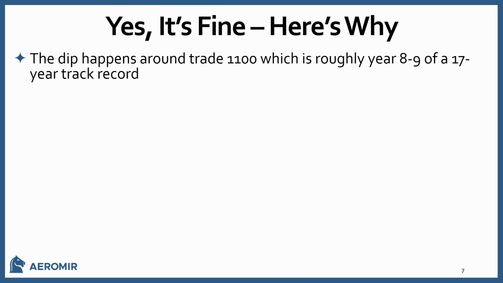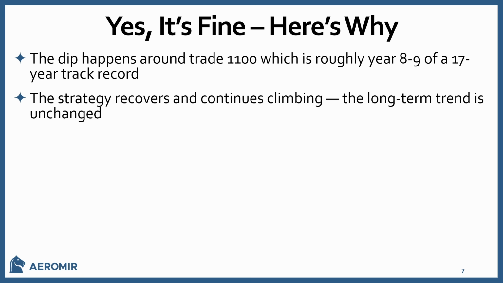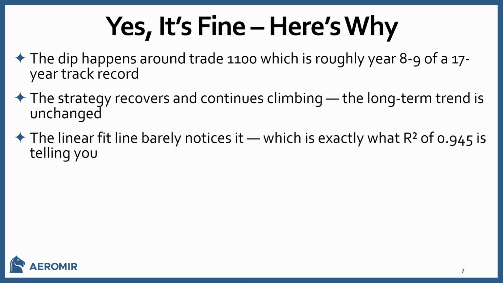So to answer the question, yes, it's fine, and here's why. The dip happens around trade 1100, which is roughly year 8 to 9 of a 17-year track record, and this is the Aspen strategy. It's an ES futures 30-minute bar strategy. The strategy recovers and continues climbing. The long-term trend is unchanged. The linear fit line barely notices it, which is exactly what R squared of 0.945 is telling you.